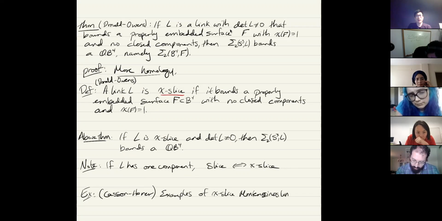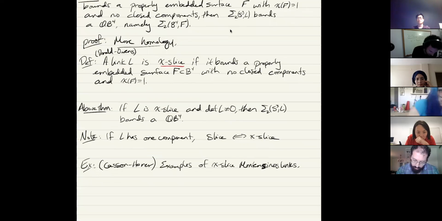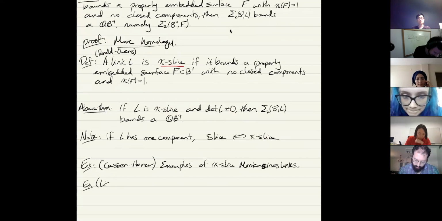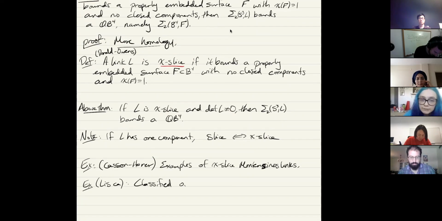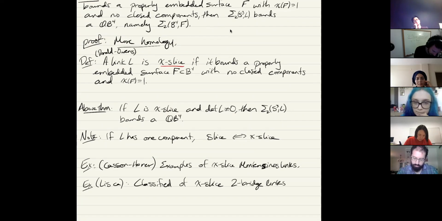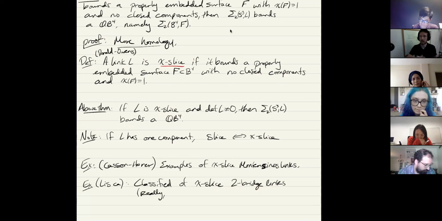Montesinos links. If we fast forward to Liska, about 15 years ago, he gave a full classification of chi-slice two-bridge links. Even though he wasn't using this terminology or necessarily even thinking about this aspect, this came out of this paper where he classified lens spaces that bound rational homology four balls, and this is sort of equivalent to that classification. It's all written down in his paper really nicely.